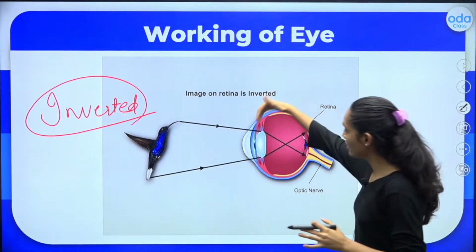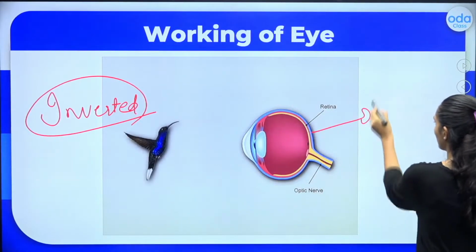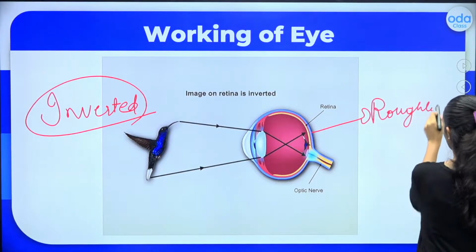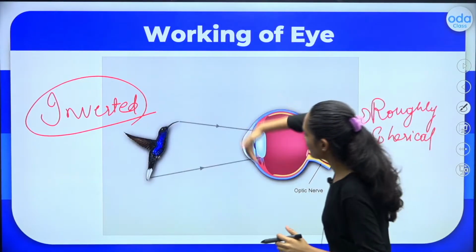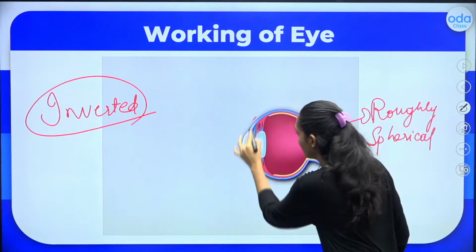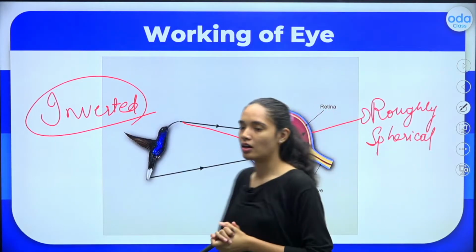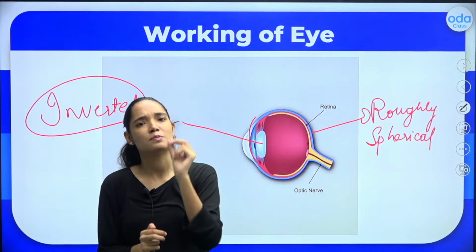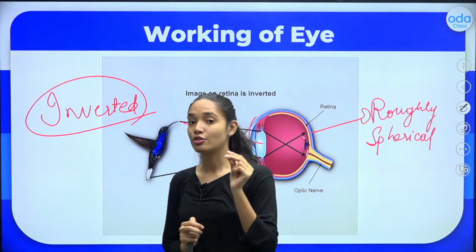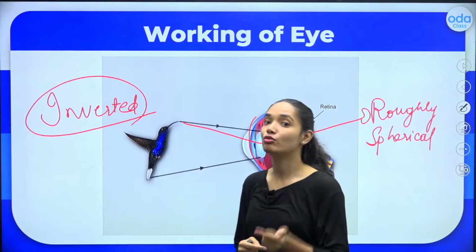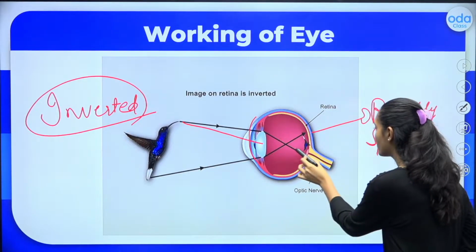It's because of the shape of the eye, students. As all of us know, the eye is roughly spherical in shape, correct? It's not perfectly spherical, it is roughly spherical. You can see the bulging of the eye from here. Whenever the light falls on the retina, there are some special cells called photoreceptor cells. These cells convert the light signal into an electrical signal, and these electrical signals travel through the optic nerve.